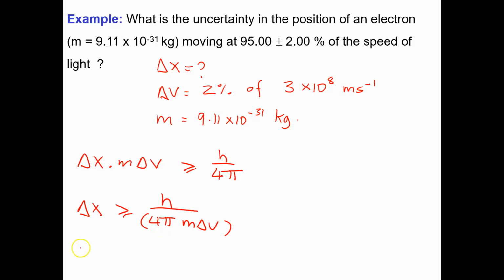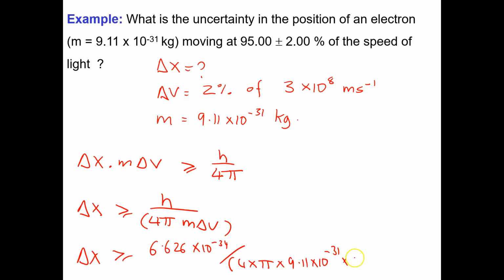As every term here is positive, we won't be flipping the sign of the inequality. So the uncertainty in the position is greater than or equal to Planck's constant divided by the product of 4 pi m delta v. So let's see what we got here. Delta x is greater than 6.626 by 10 to the minus 34 over 4 times pi times 9.11 by 10 to the minus 31 times 2% of the speed of light.